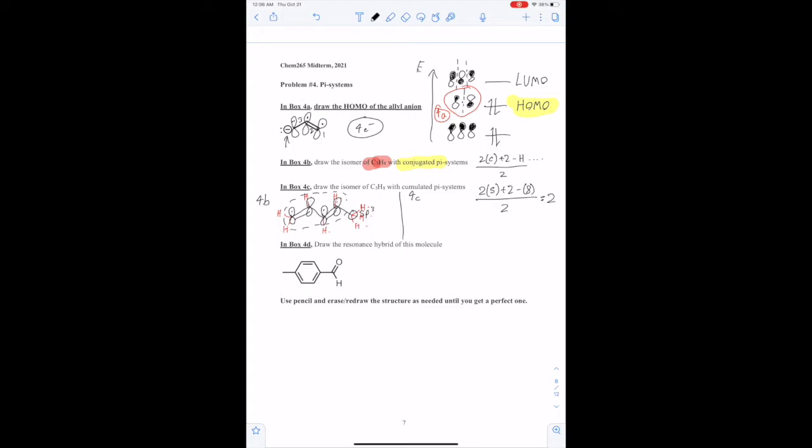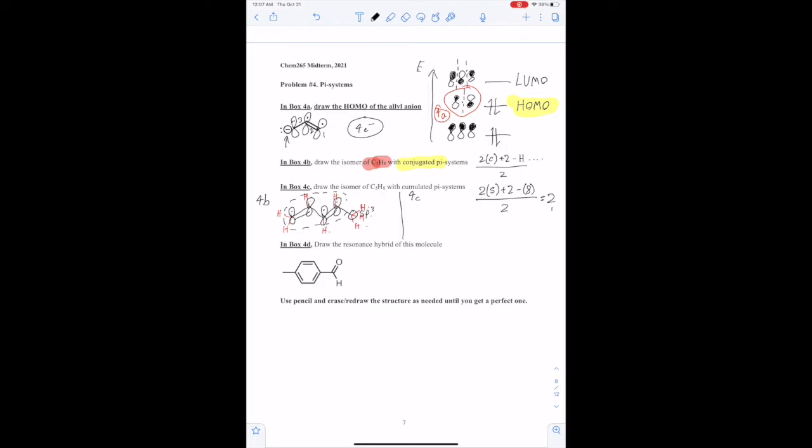There's no other way to do this with a ring, because then you'd only have 1 double bond, because that would mean a ring would leave you with 1 degree of unsaturation, and then you can't have a conjugated system with 1 degree of unsaturation, because you'd need at least 2 double bonds to have a conjugated system. I hope that makes sense.